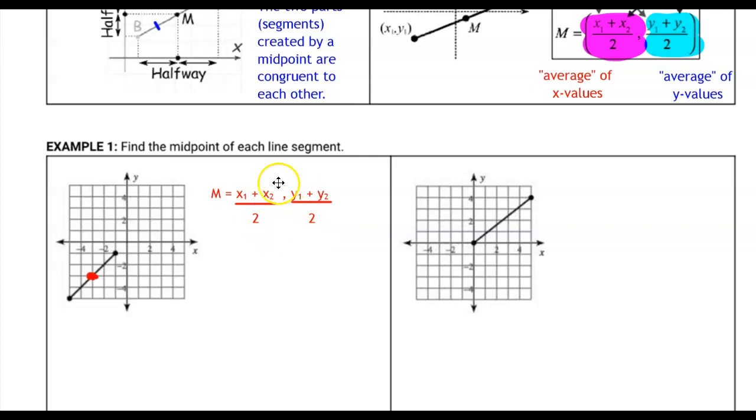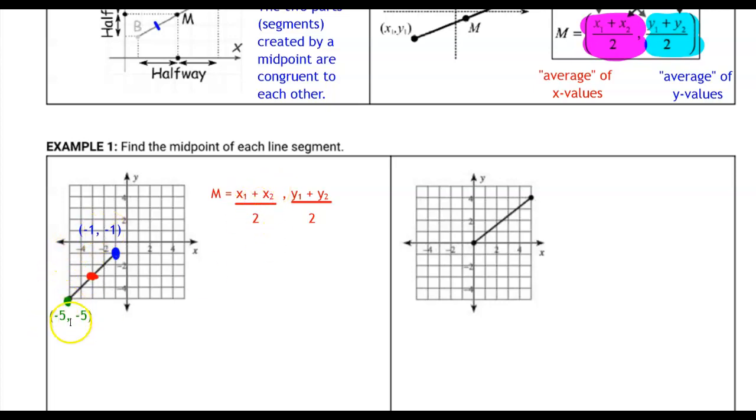So just like any other problem, we're going to write out that formula first, and then we're going to try to substitute the values into the formula. In order to substitute values, we need to identify the ordered pairs for both of these. So let's do that now. And here we've identified both of the points. This blue point is -1, -1, and this green point is -5, -5.